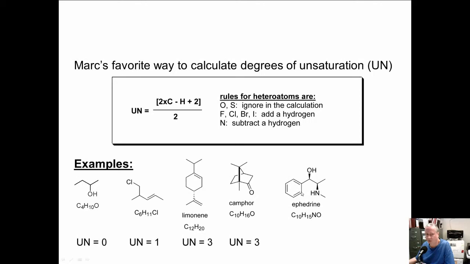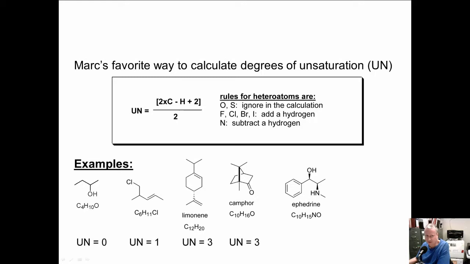Okay, so let's apply the formula. What do we do with nitrogen? Well, oxygen. What do we do with oxygen? We ignore it. So ignore the oxygen. But we have the nitrogen, and with the nitrogen, we subtract a hydrogen. So C10H15NO becomes what?